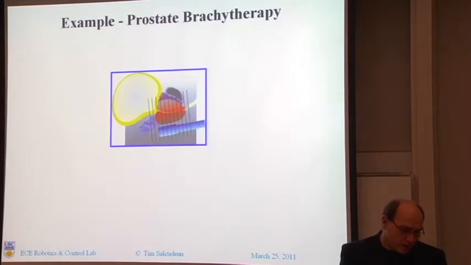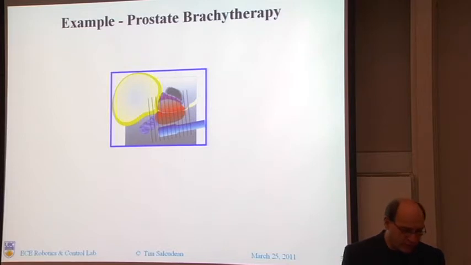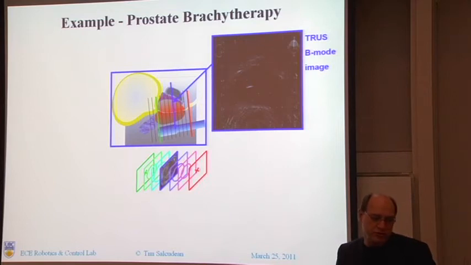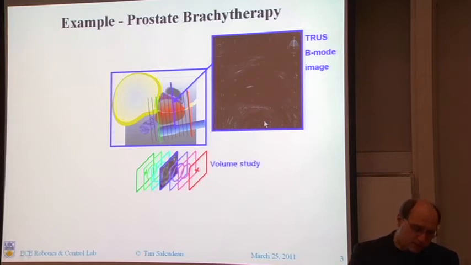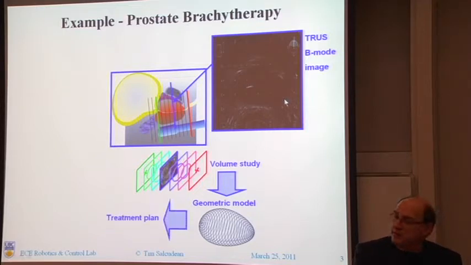So here's the example of prostate brachytherapy. It's a cancer treatment of the prostate, which is carried out with the guidance of an endorectal ultrasound transducer. And you see here the acquisition of transversal imaging planes, each of these images looking like so. Once this volume study is carried out, a geometric model is obtained for the prostate by segmenting the prostate in these images.